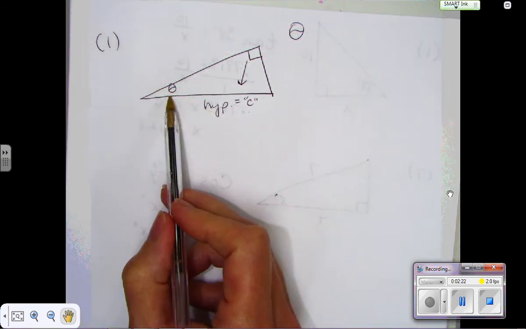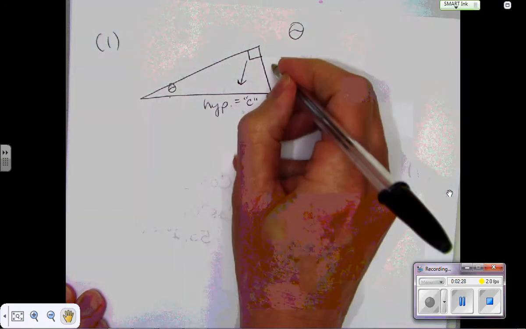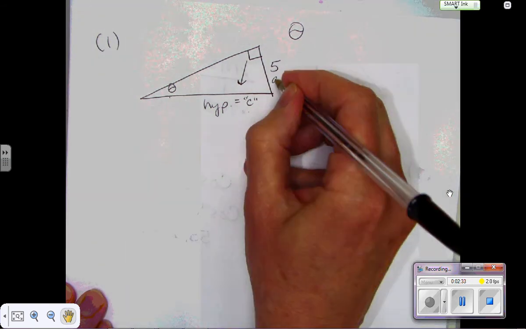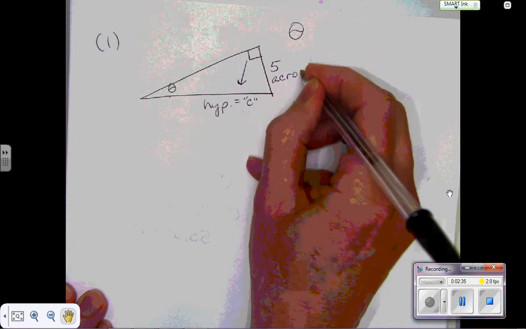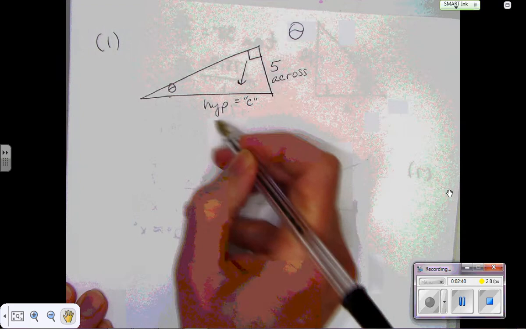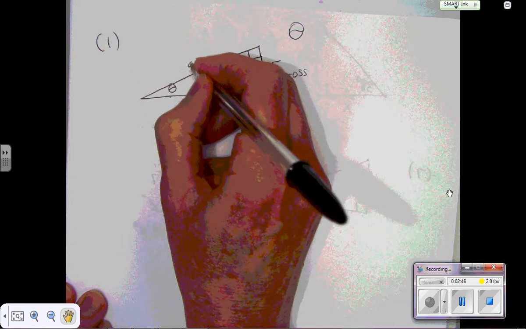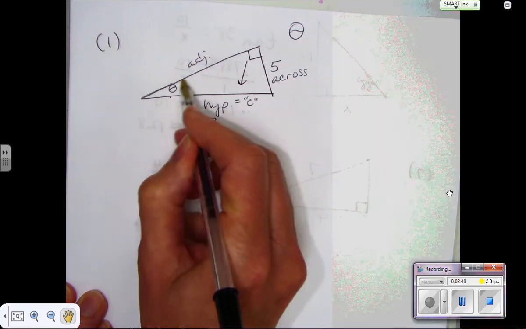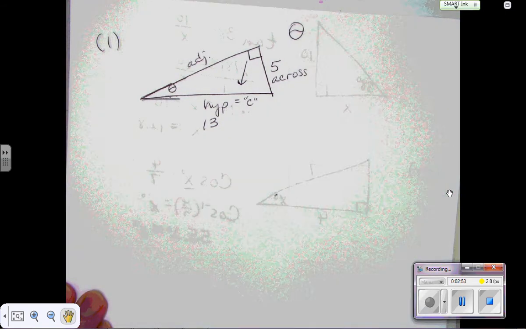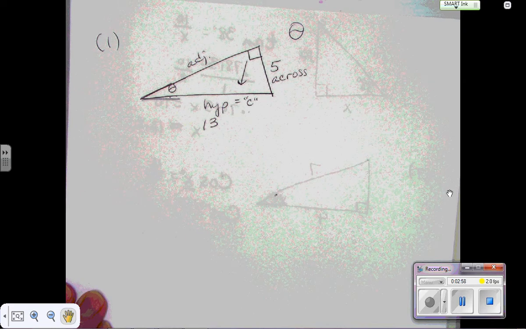Here's your angle. And on number 1, they give you the side across from it is 5. So this is the one that is across or opposite. And then they give you this side, the hypotenuse is 13. They don't give you the side that's adjacent to it, and this side is adjacent because it helps make up the angle. They never call the hypotenuse the adjacent side. It's always hypotenuse.